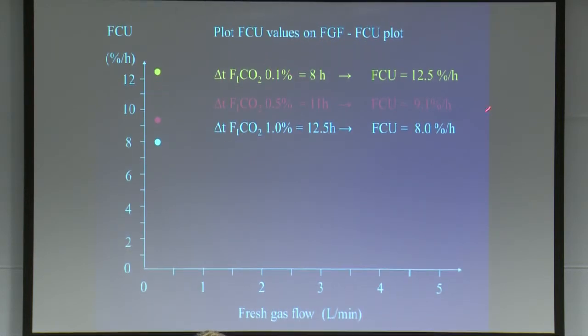So here are these data again. 8 hours to get to 0.1%. So 8 hours to get to 1% means that I used 1/8 of the canister, 12.5. The fresh gas flow was 0.2 liters per minute.